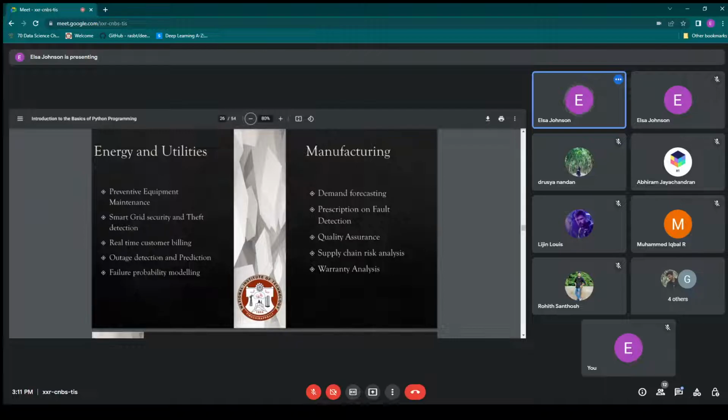Now in manufacturing, demand forecasting. How the demand for that particular object is likely to change, and based on that, manufacturing can be increased or decreased. Then fault detection in assembly lines and all. Then supply chain risk analysis, quality assurance, then warranty analysis.